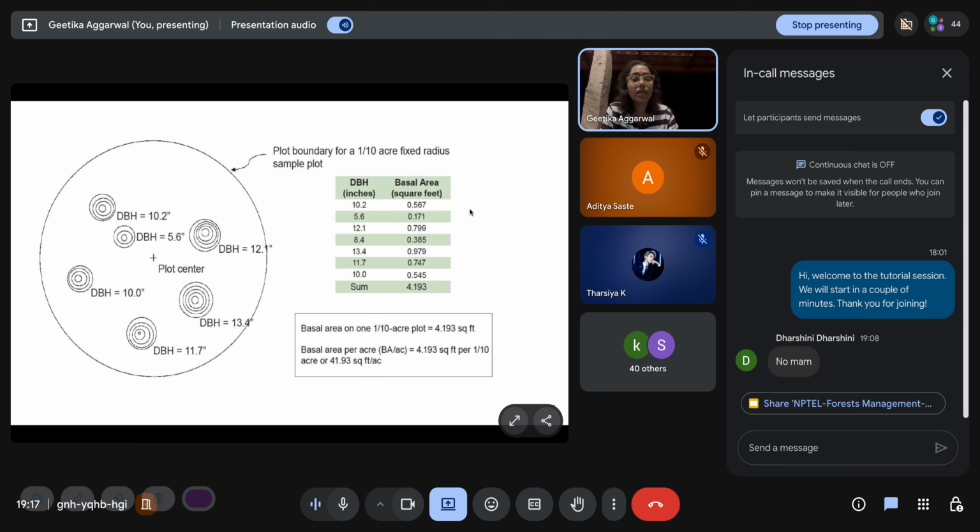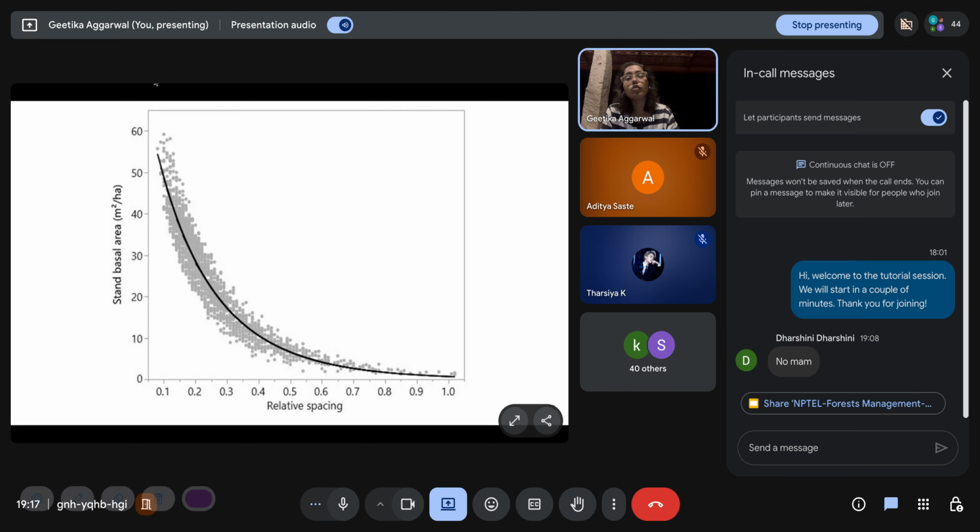So from these trees, you calculate the basal area for each tree by using pi d square by 4, and then you add all of these. So basal area of the 0.1 acre plot is 4.193 square feet. So what will be the basal area per acre? So you multiply it by 10, and it will become 41.93 square feet per acre. Right? I hope this is clear. If you have any doubts, you can ask me.